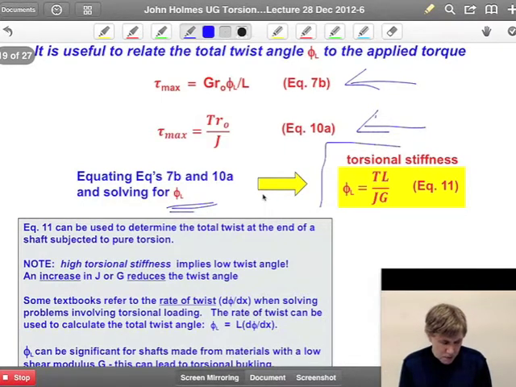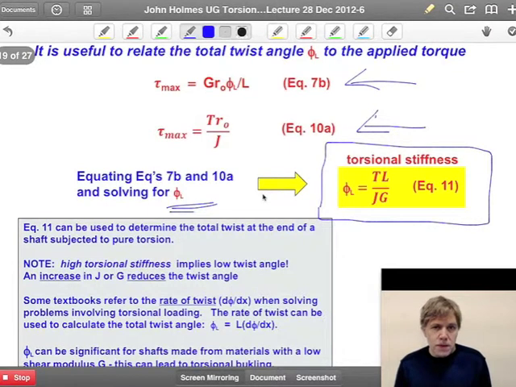That expression, which I'll call equation 11, is referred to as the torsional stiffness. That's important because for certain applications you would want high torsional stiffness, which means that when you apply the torque, you don't get very much twist. And so certainly for a robot arm, you would want high torsional stiffness as well as high bending stiffness. Okay? Now, equation 11 can be used to determine the total twist at the end of a shaft subjected to pure torsion. Remember, that's again the limitation we have. This is pure torsion. Now note, high torsional stiffness implies low twist angle.